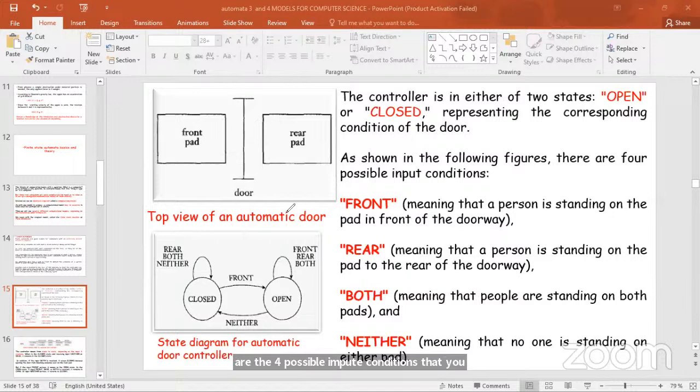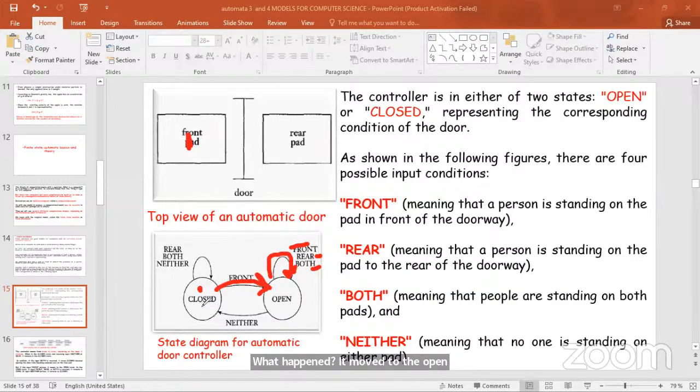Now, this is a state diagram showing us what happens in the automatic door. You see here, you have front, rear, both. These are the inputs for it to remain open. So if somebody is in the front, somebody is at the rear, or people are on both sides, the door should remain open. So this is a transition, telling us to remain here. If the door is at a closed state and it receives somebody on the front panel, what happens? It moves to the open state.